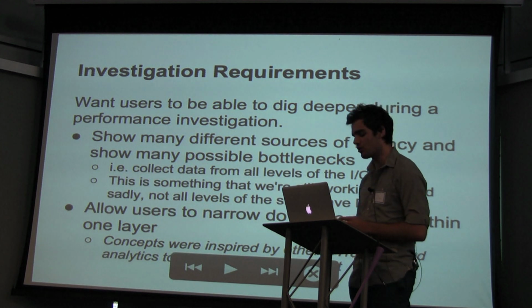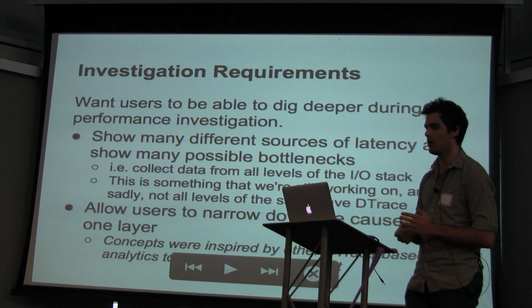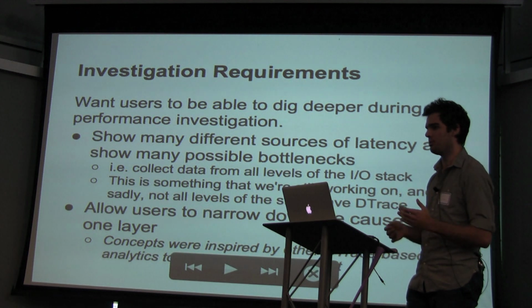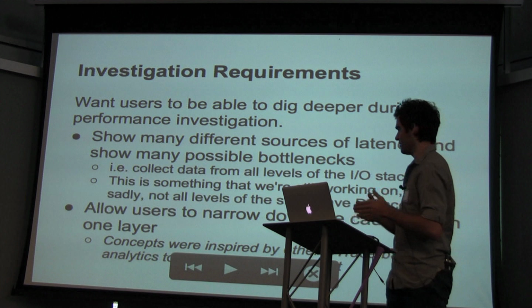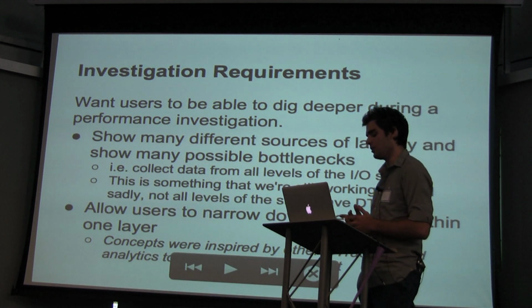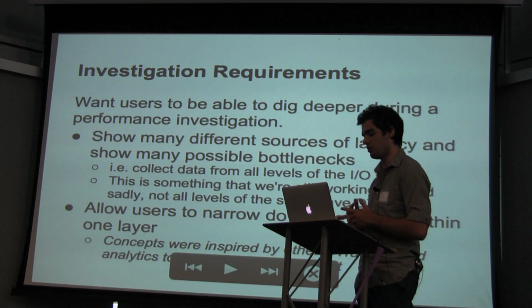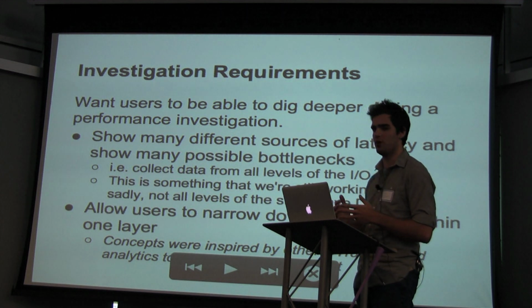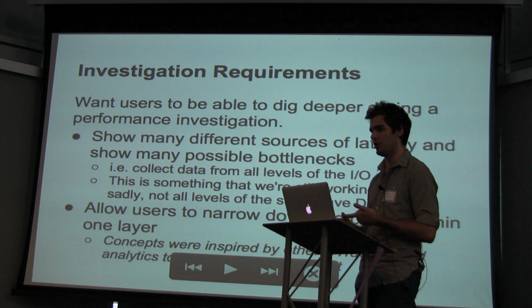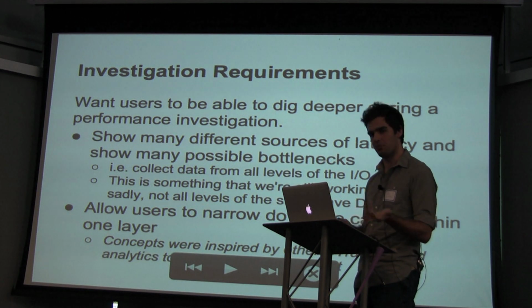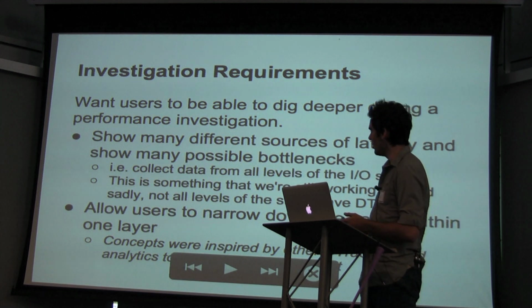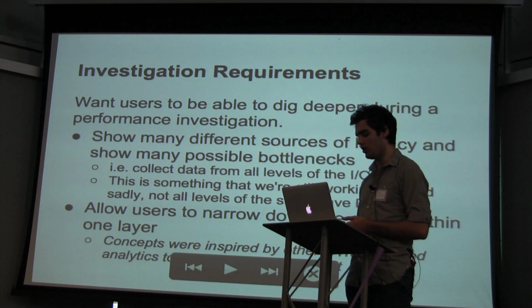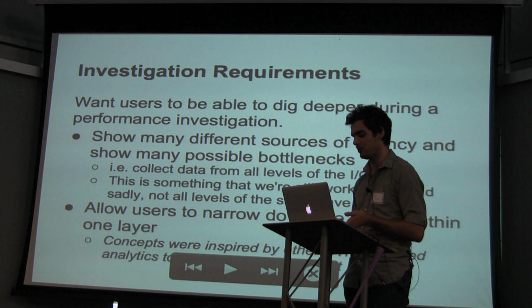The other way that users can figure out what's going on with the performance problem is by drilling down into a particular level in this I/O stack. This is basically what we've been building so far, and it's sort of spawned off of tools that were built at Sun and Joyent, I think by Brendan mostly, and probably some of his colleagues. I'll give you an idea of what that looks like.